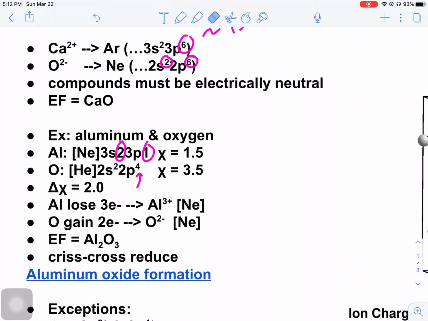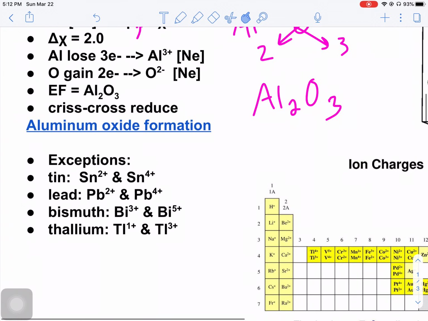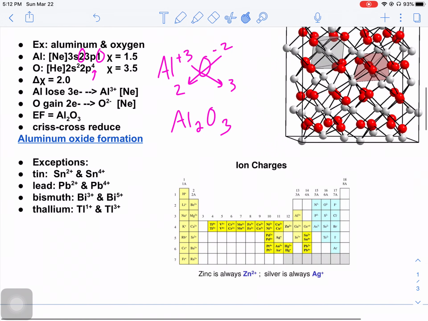So now we have a ratio in which they are not going to combine in equal numbers. So the easiest way to do this, I think, is the crisscross method. We take just the coefficient, or the superscript, the 3, and then we take the 2 from oxygen, and then we ask ourselves, can we reduce it? No, we can't. So the name of this compound would be aluminum oxide. I want you guys to realize that generally your transition metals are kind of exceptions to this octet rule.